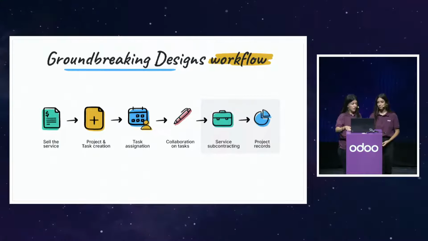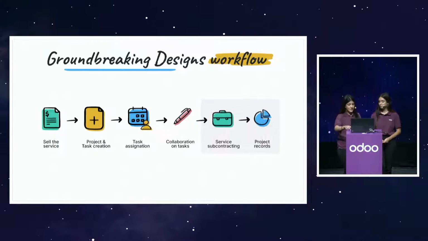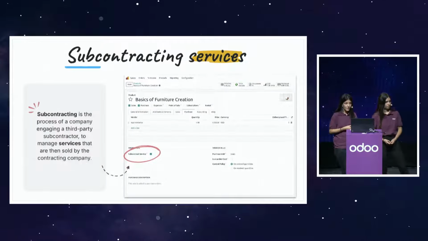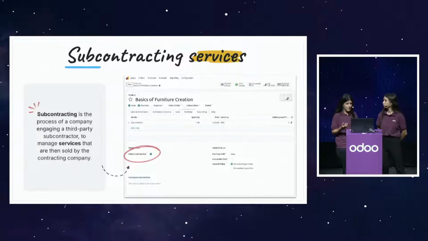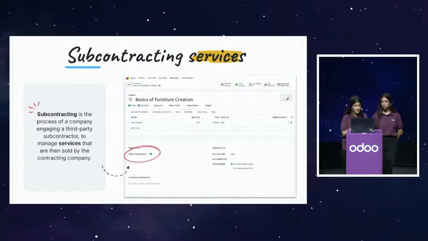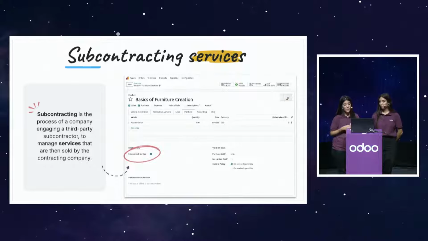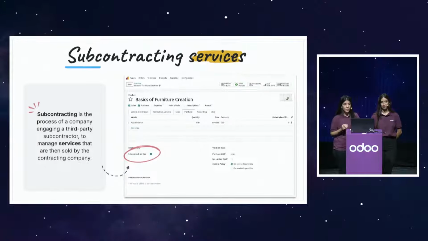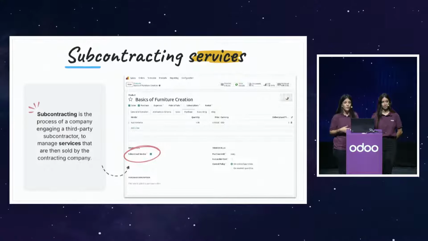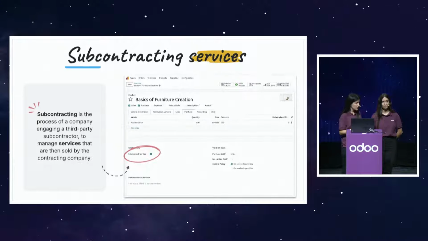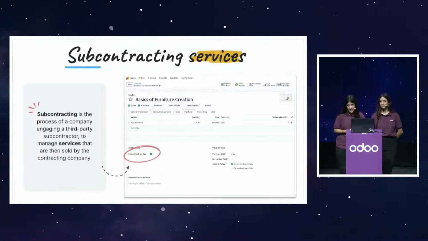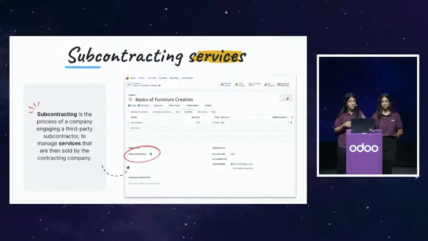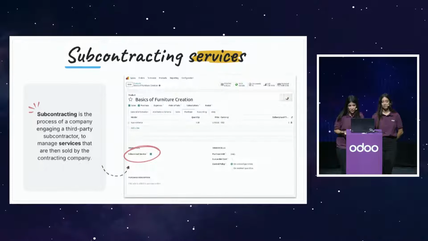Perfect. I think that before we show this in our database, a short subcontracting description will help us to better understand this concept. So as you can all see here on this slide, subcontracting is the process of a company engaging a third-party subcontractor to manage services that are then sold by the contracting company. For example, in our case, we already mentioned that Groundbreaking Design asks for partners' help for specific services like the plumbing, painting, or electricity ones.